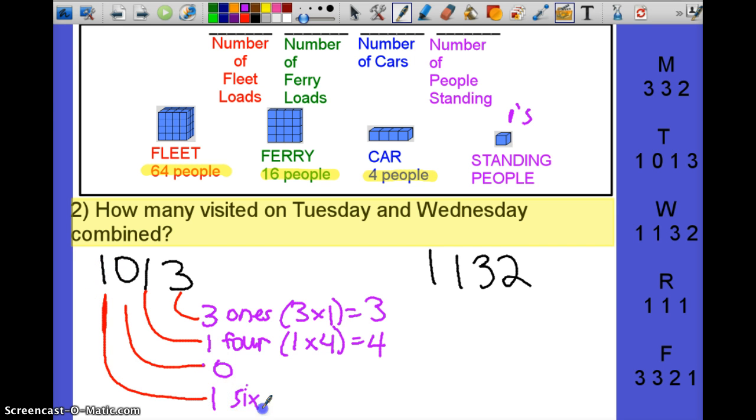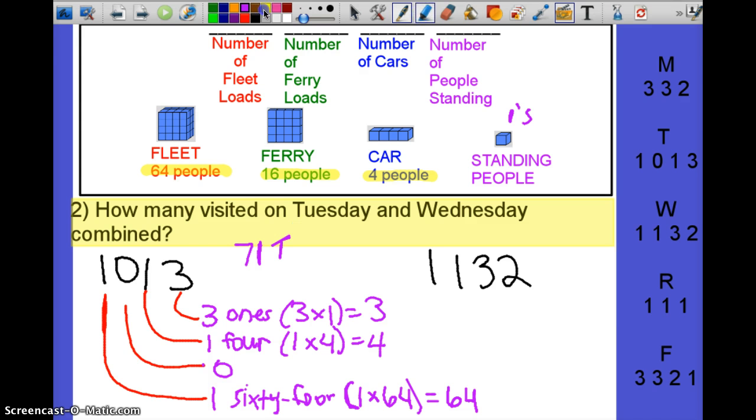64, which is 1 group of 64, meaning 64 people traveled by fleet this day. So in sum, on Tuesday, 64 plus 4 plus 3 people traveled, so that's 68, 69, 70, 71 people traveled on Tuesday. I would encourage my students to make a note of this, so that when they get to the end of the problem, they would be able to add them.